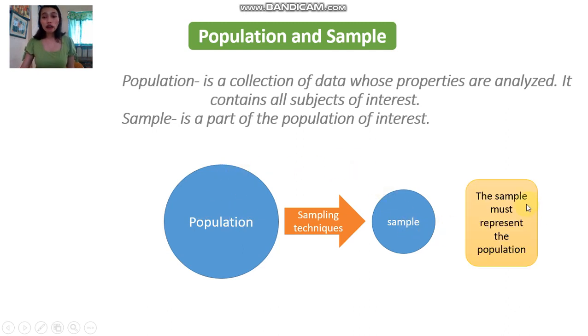Take note that the sample must represent the population because whatever conclusion we have in the sample will be reflected to the population. So it is a must that the sample must really represent the population.